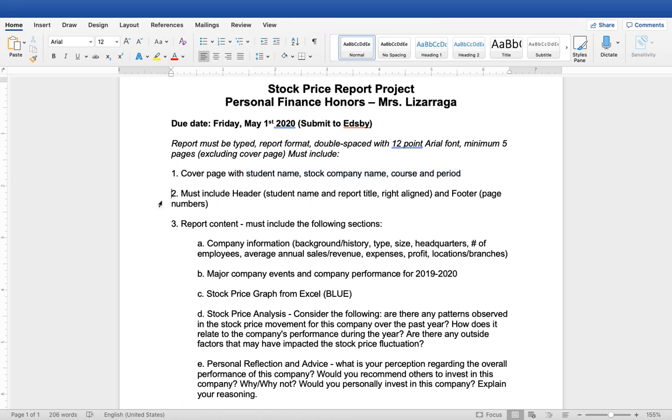Then when it comes to your report, so you want to include a header and a footer throughout your report. I'm going to be checking for that. The header must include your name, the report title, and that information must be right aligned, okay? Not left aligned, right aligned. And then in your footer, you're going to include page numbers. It's up to you if you want to make it centered, right aligned. It's your call. But you must have header and footer.